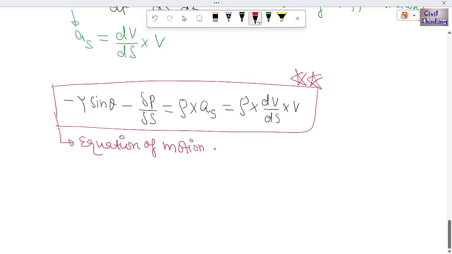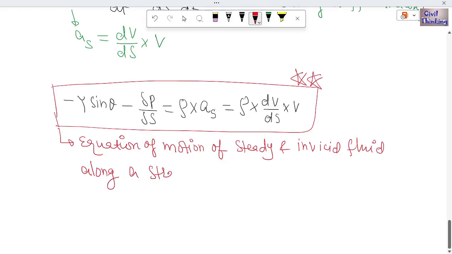Rather I will write it as of steady, because we have a steady flow, and viscosity is 0, so it is inviscid fluid. Equation of motion of steady and inviscid fluid along a streamline S, because we denote the streamline with S. So this is our equation of motion.